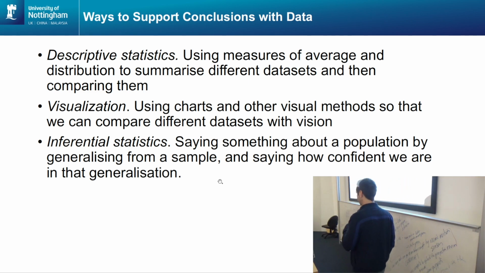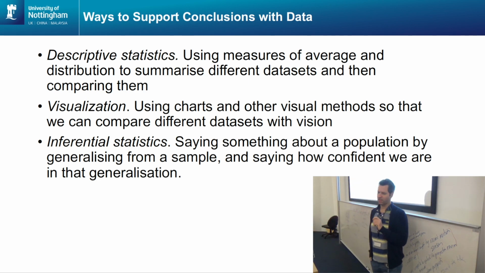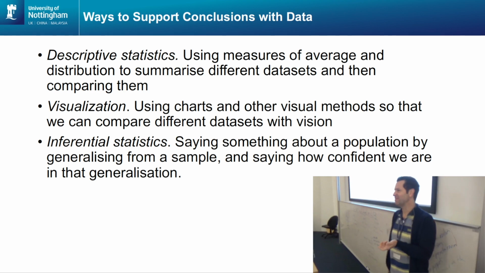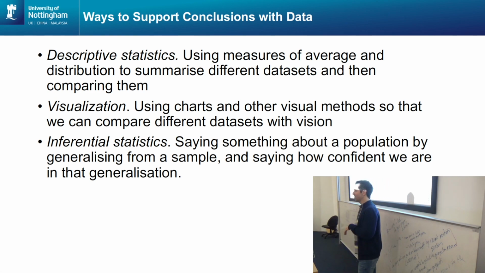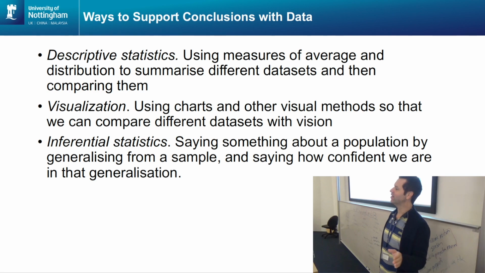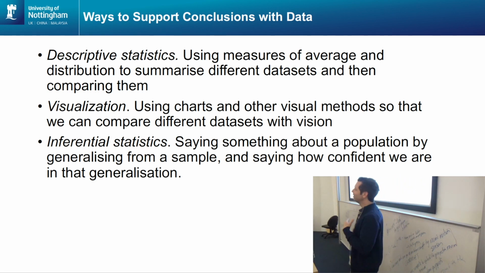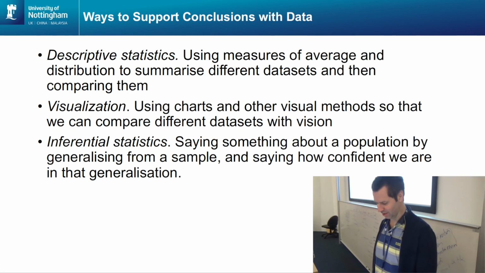If you have 7 billion people in the world, it's hard to measure everybody's height, for example, and then take the average height of 7 billion people. So what you do is you take a sample of the population, maybe 1,000 or 10,000, then measure the average height and hope that it's a good reflection of the rest of the population. That's called inferential statistics.